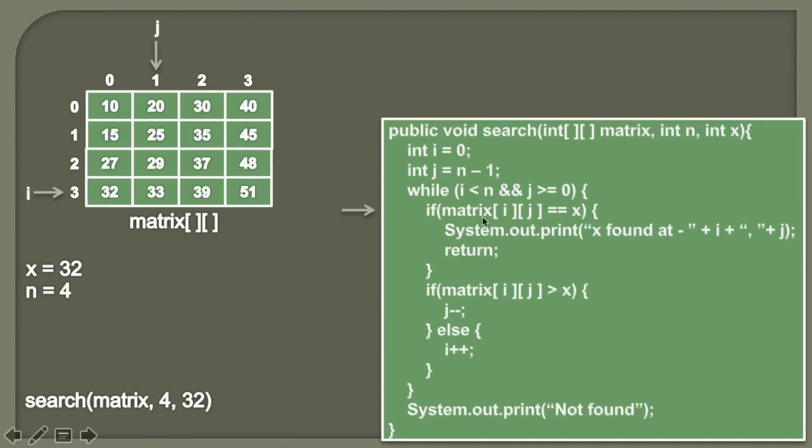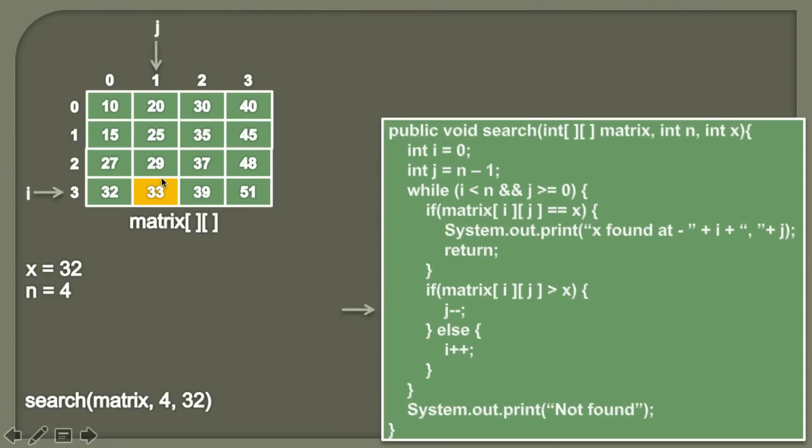Then in the if block we check whether the value at matrix i comma j is equal to x or not. So the value at i comma j is nothing but 33, and we know that it's not equal to 32. Therefore the condition in the if block comes out to be false. Then we simply check whether the value at matrix i comma j is greater than x or not. So here you can see the value at i comma j, which is 33, is greater than 32. Therefore the condition in the if block comes out to be true.